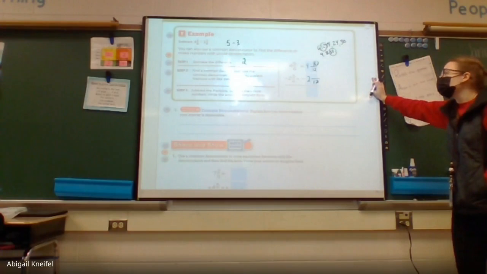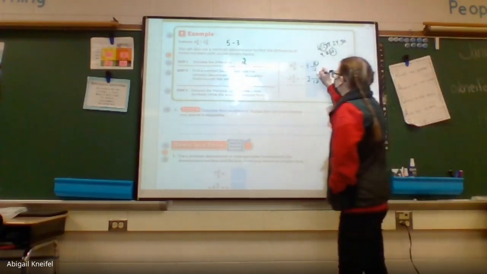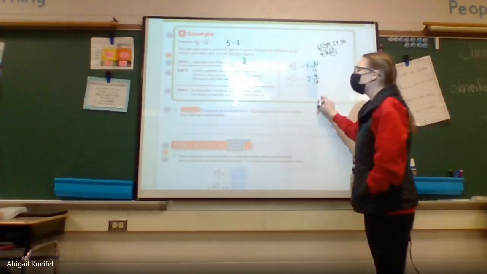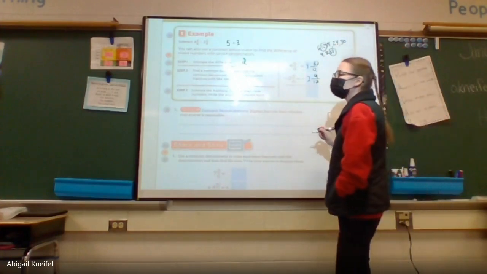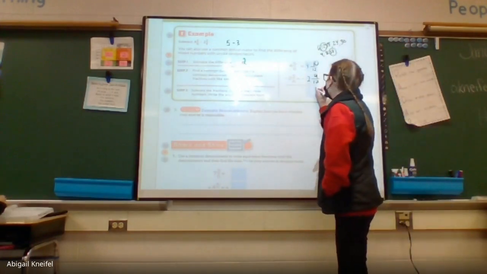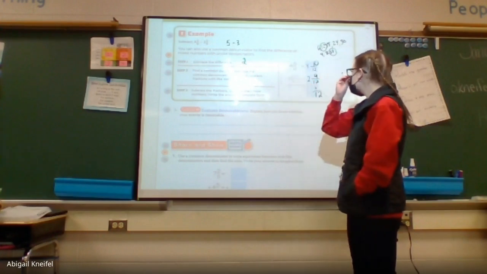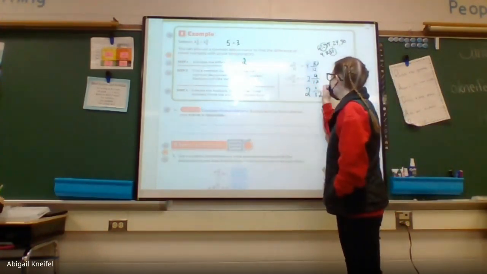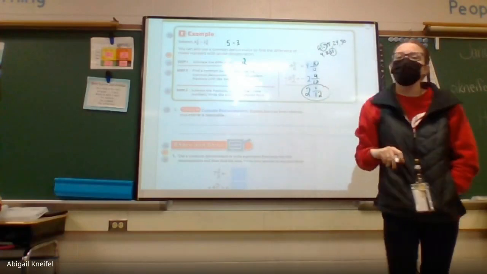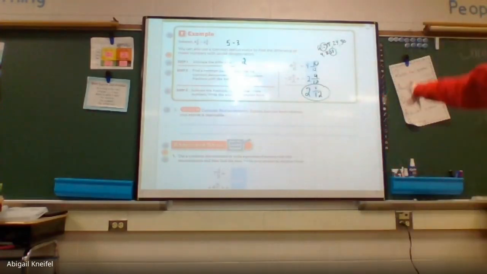3 times 3 is? 9. Okay, 10 minus 9 is? 1. Our denominator 12 stays the same, and 4 minus 2 is? 2. Our final answer is 2 and 1/12, which is really close to my estimation of 2.